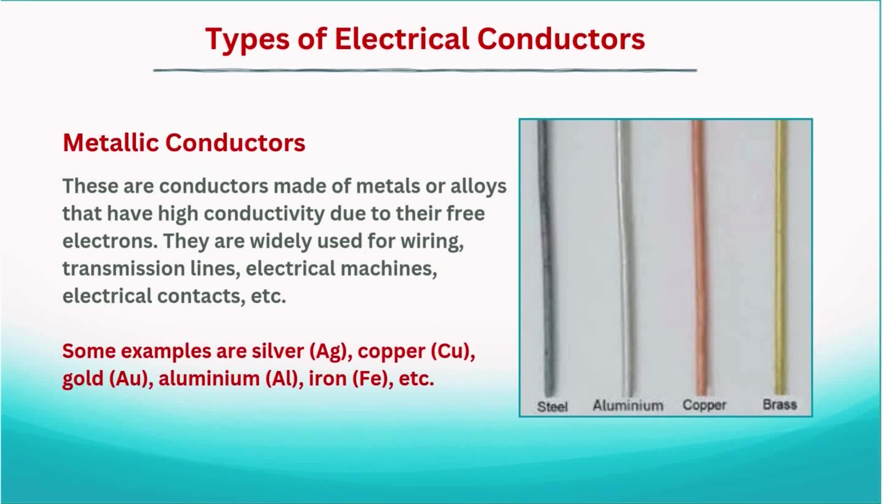These are the conductors made of metals or alloys that have high conductivity due to their free electrons. They are widely used for wiring, transmission lines, electrical machines, electrical contacts, etc. Some examples of metallic conductors are silver, copper, aluminium, iron, etc.